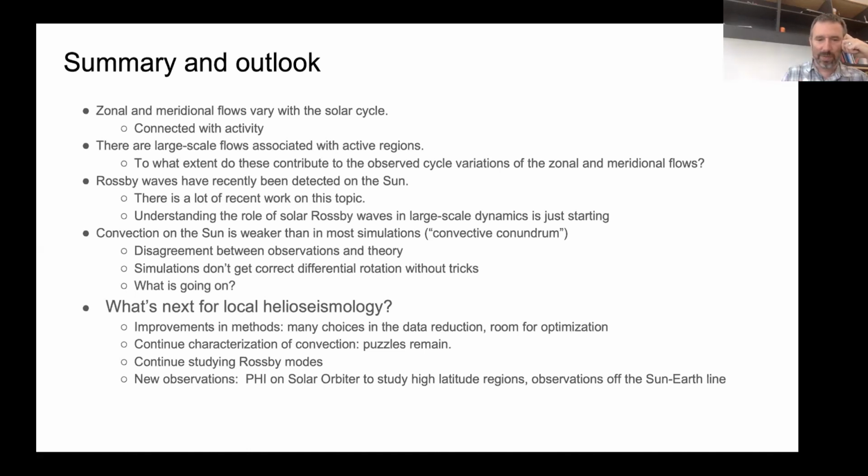We still, as a community, need to keep going on characterizing convection. There are puzzles still. And Rossby waves are new and exciting, and work on that will continue. And one particular thing that I'm looking forward to are the observations from Phi on Solar Orbiter to study the high latitude regions on the sun. And also that will give us observations from off the Sun-Earth line.